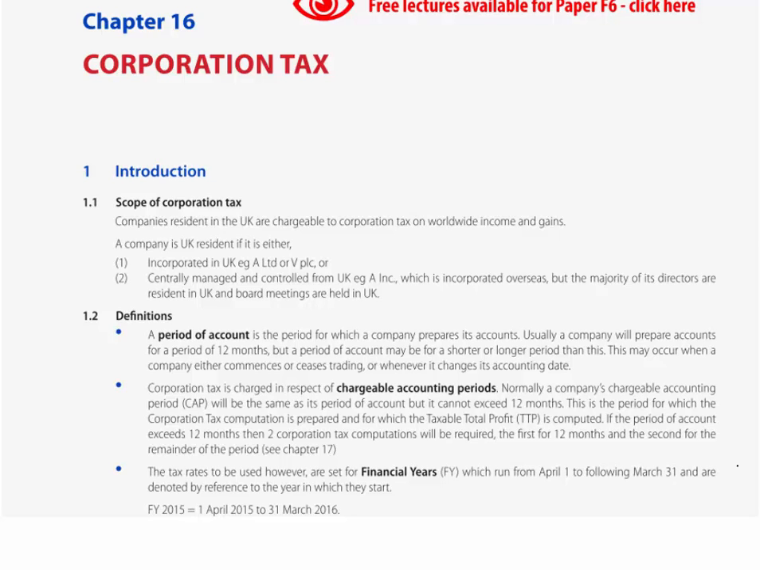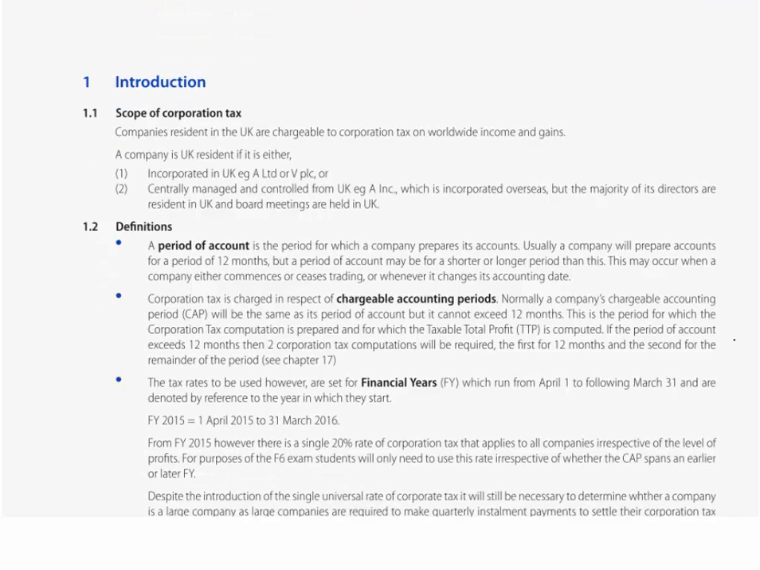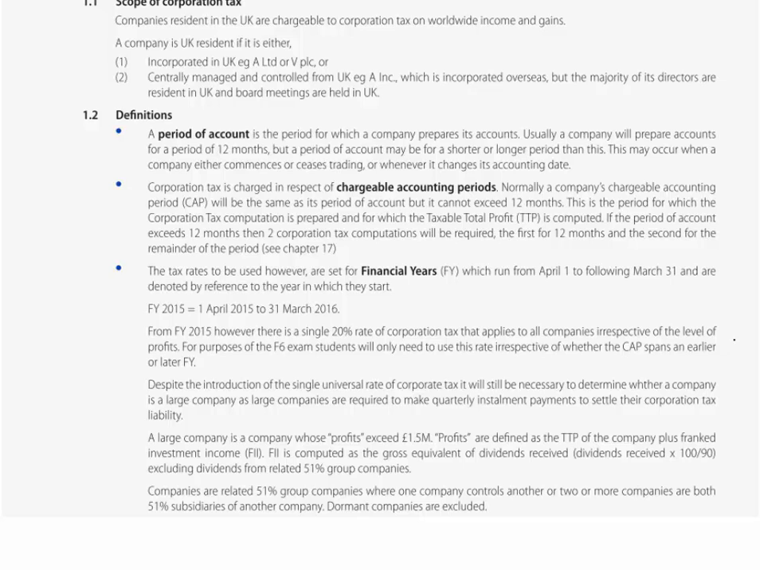If we just scroll down in relation to this first page on Chapter 16, we had our definitions of what was a period of account, chargeable accounting periods, and then financial years. And when dealing with financial years, we said that as from financial year 15, starting on the 1st of April 15, going to the 31st of March 16, there is a single 20% rate of corporation tax that now applies to all companies, irrespective of the level of profits.